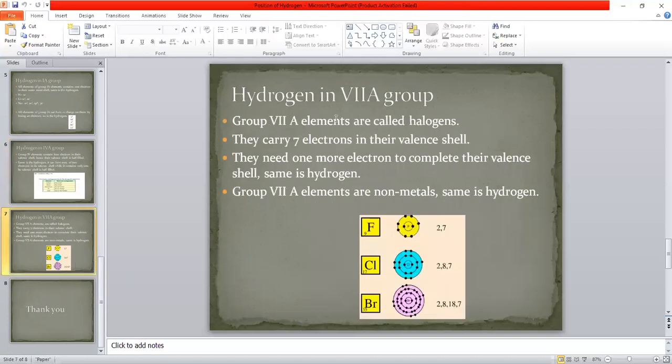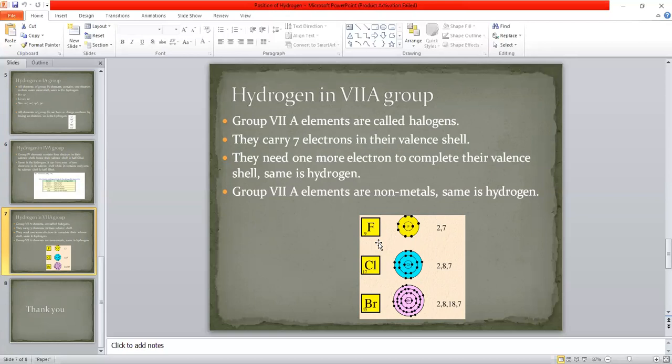Then we have hydrogen in group 7A. We can place hydrogen in group 7A. Why? It is because of the following reasons. Group 7A elements are called halogens. They carry 7 electrons in their valence shell. They need only one more electron to complete their valence shell, while hydrogen also needs one electron to complete its valence shell. When these elements gain one electron to complete their octet, they carry a -1 charge. Same is the case for hydrogen. When it gains one electron in the form of hydride, like sodium hydride, potassium hydride, it has a -1 charge.